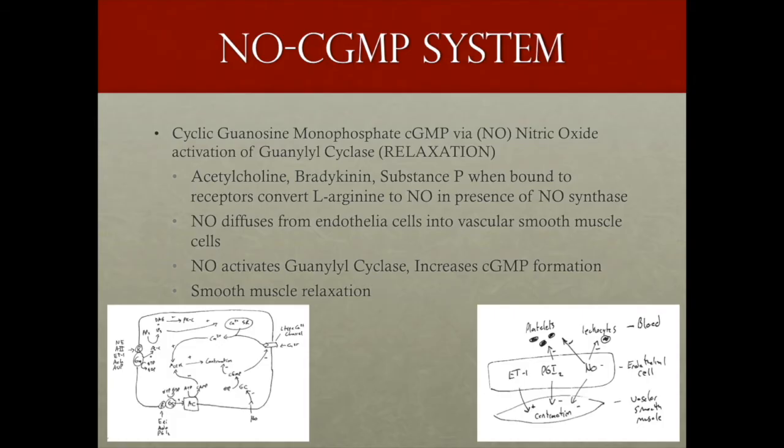The nitric oxide cyclic GMP system: here acetylcholine and bradykinin and substance P, when bound to receptors, convert L-arginine to nitric oxide in the presence of nitric oxide synthase. Nitric oxide diffuses relatively easily from the endothelial cells into vascular smooth muscle. Nitric oxide activates guanylyl cyclase, which increases cyclic GMP formation and resulting smooth muscle relaxation.